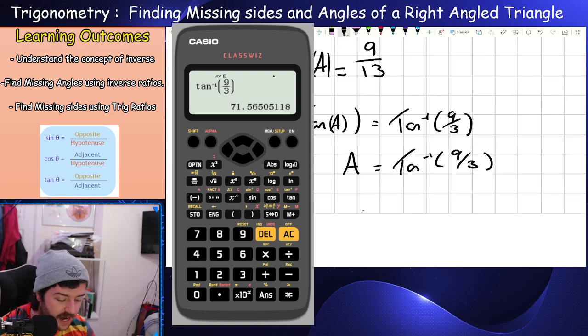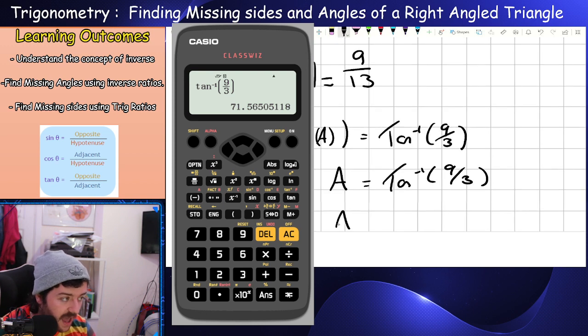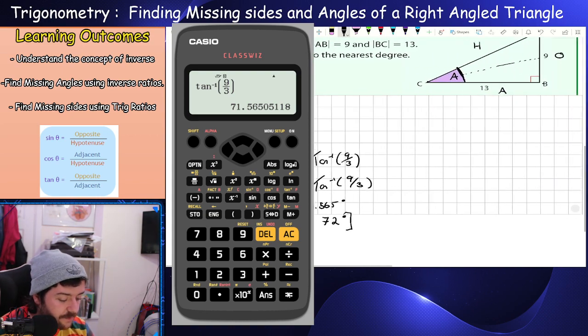71.565 degrees. Now, does it say here we need to round to the nearest degree? So I have A is equal to 71.565 degrees. And we're rounding. So therefore, A is equal to 72 degrees, because it's 71.5, since it's 0.5, we're rounding up. So my answer is A is equal to 72 degrees.